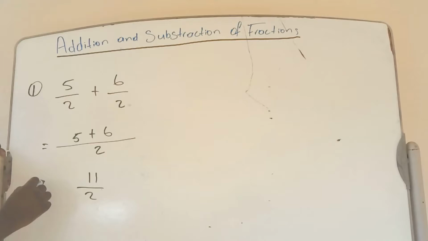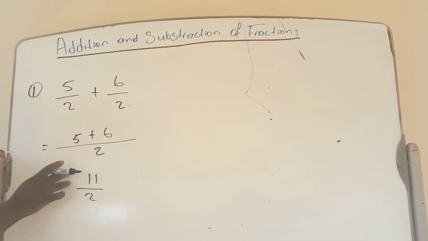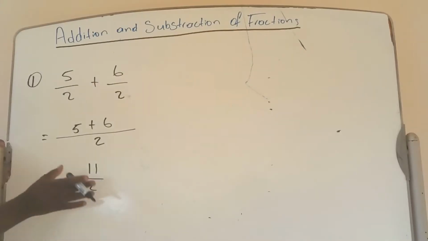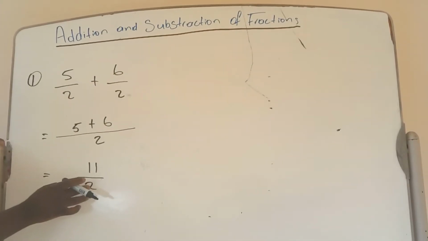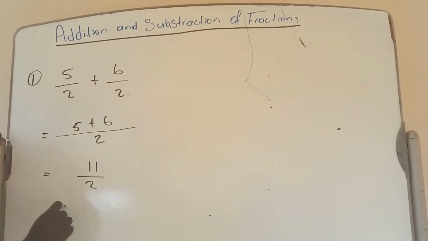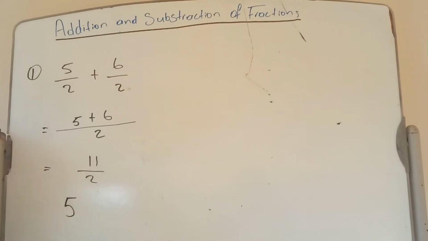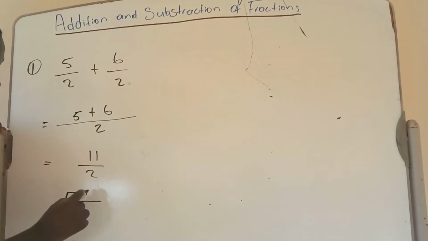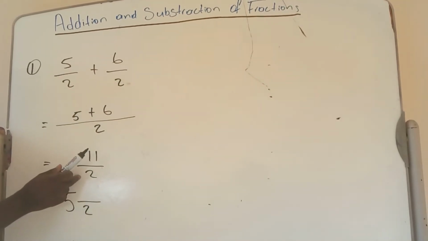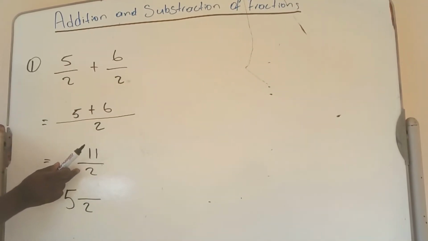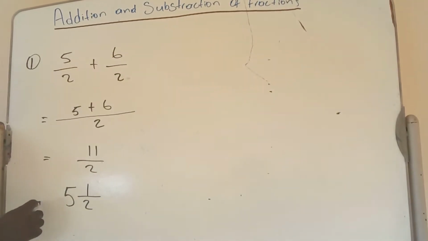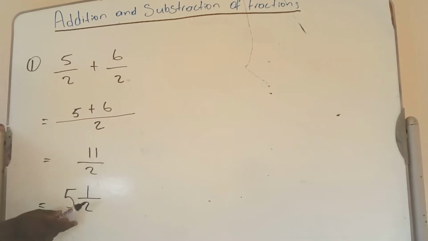Now you can go further to reduce your answer and write it as a mixed number, or you can leave it as is. Well, let me just show you. You're going to ask yourself, how many groups of 2 can you get out of 11? And that's 5. So that will be your whole number. You keep the denominator, which is 2. And what is left after you take out your 5 groups of 2 will be the remainder, and 1 is left. So your final answer would be 5 and 1/2.